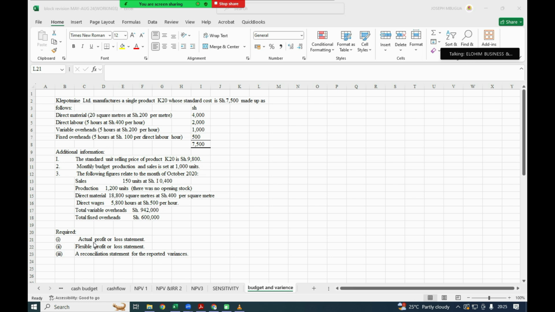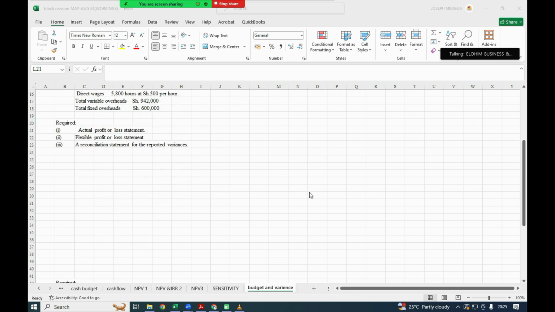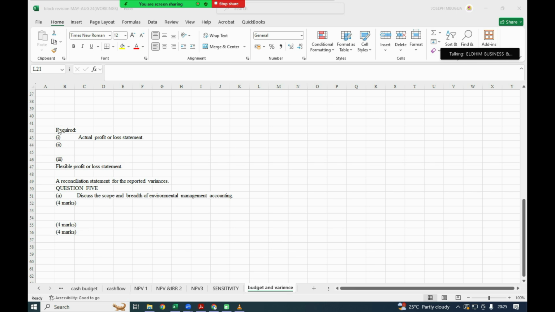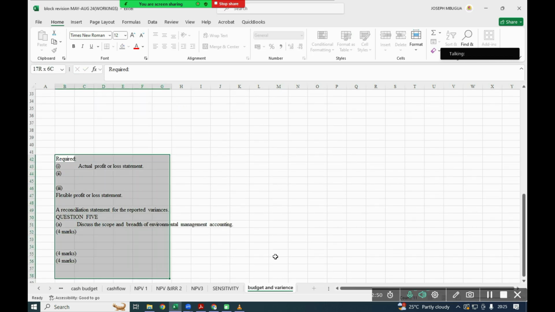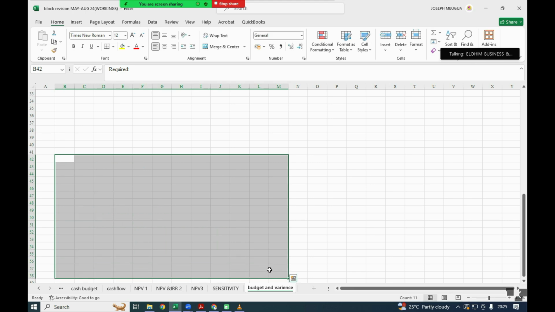So the actual will be based on note number 3, and we need to prepare the flexible profit statement, and we shall base that. You either calculate it on the budgeted, or you can go the short way, whereby already we know the actual, and we shall see how to go about that question. So we had this other part that is not relevant. This one was not relevant.